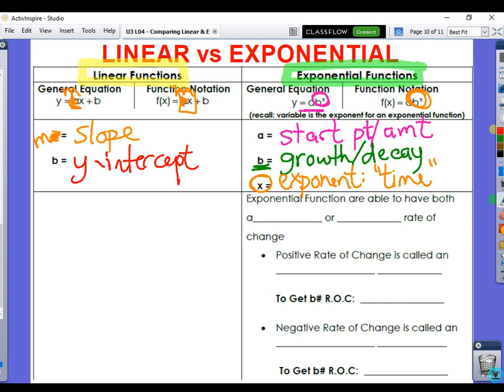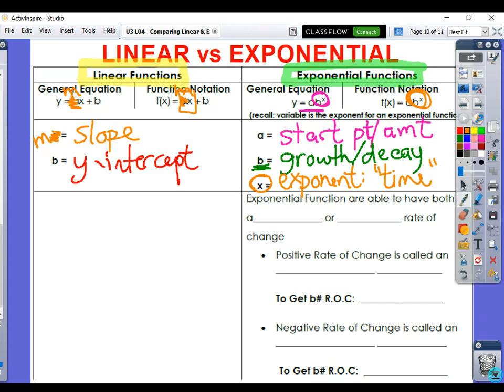So in the next video, what I want to look at is how their rates of change compare to each other. So click next, move into the next video of the playlist.